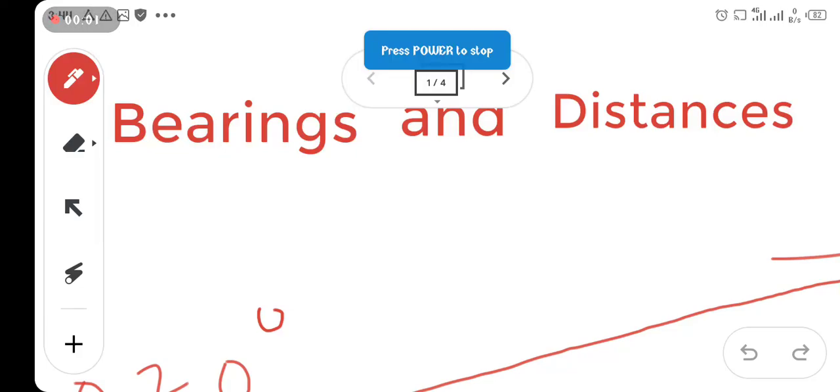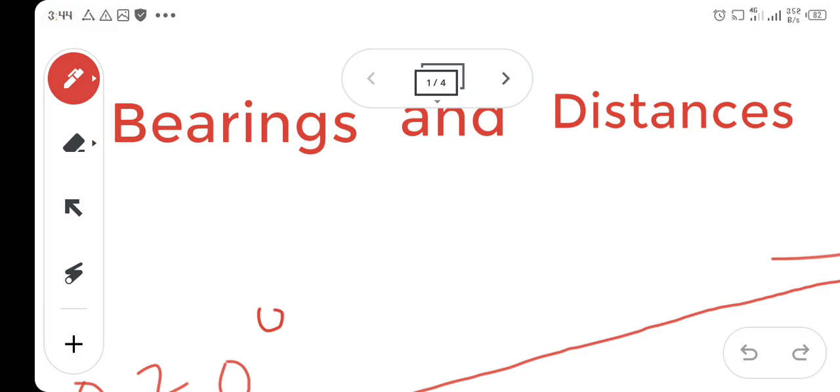Hey guys, today we'll be talking about bearings and distances. Now we'll define bearing as a direction traveled between 2 points, while we'll define distance as the length of space between 2 points. So when we talk about bearings, we mean direction, and when we talk about distance, we mean the length, the amount of space between two particular points.